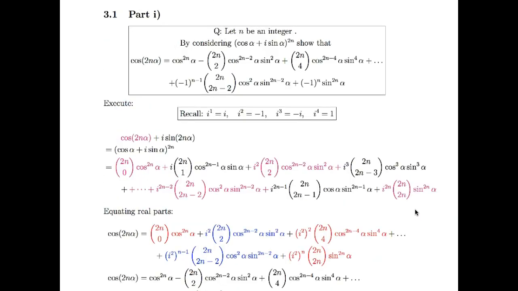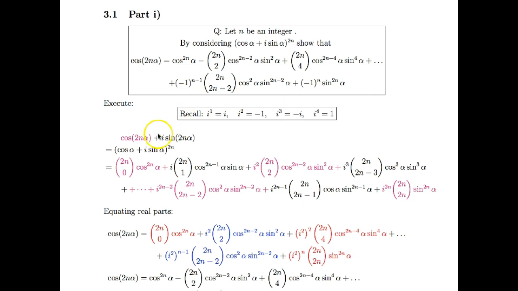So, part 1. Let n be an integer, and then we want you to consider (cos alpha + i sin alpha) to the power of 2n. What you're trying to prove is that cos 2n alpha is equal to this nasty thing going on here. Whether or not you recognize what to do here depends on how much exposure you've seen. This is basically the overclocked, the OP version of your standard de Moivre theorem and binomial theorem trick.